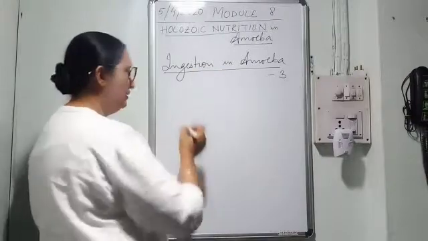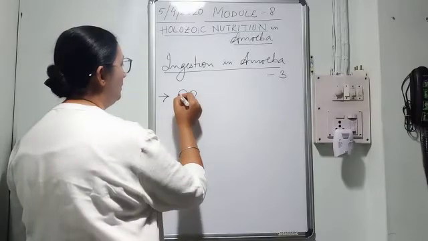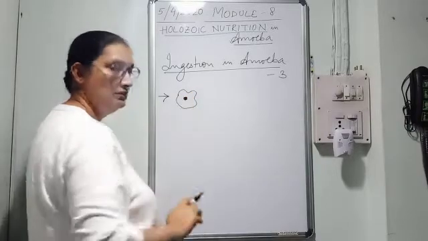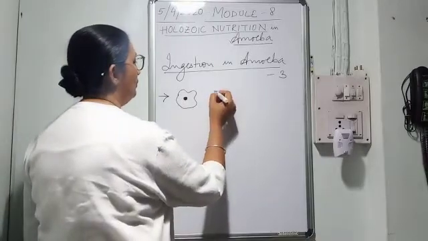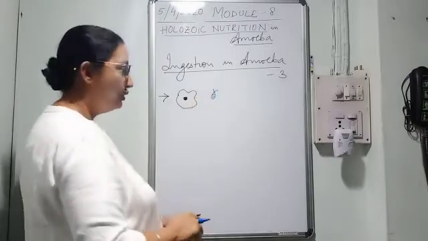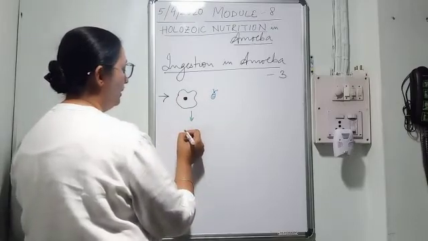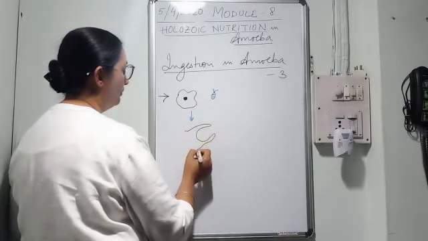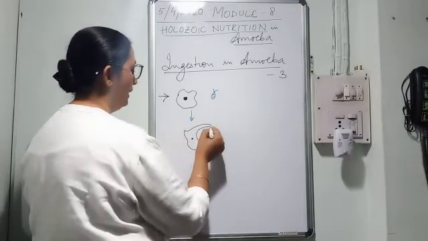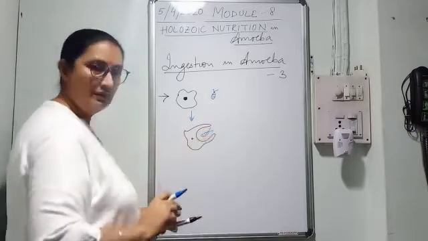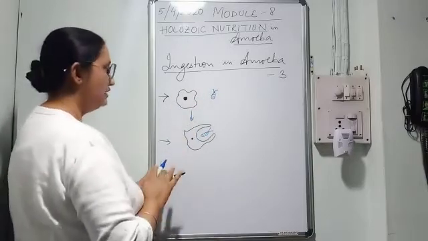So ingestion in amoeba, step 1. This is the amoeba and this is the nucleus of the amoeba. It approaches food. My food is always blue in color. So it senses food. When it senses food, the amoeba throws pseudopodia around the food. So it has thrown pseudopodia around the food. Step number 1, senses food.